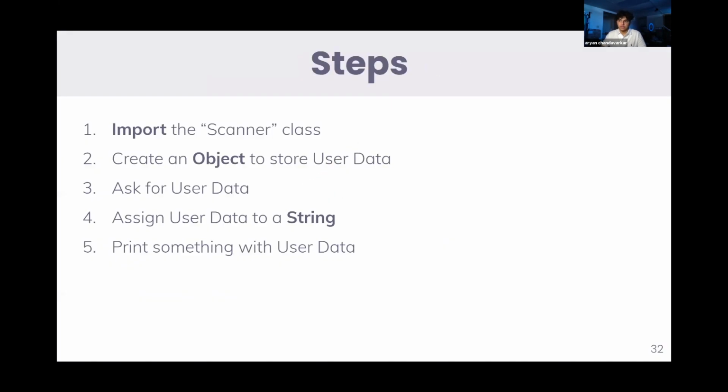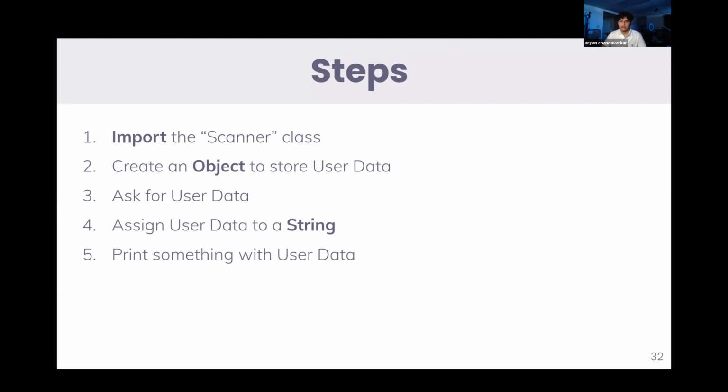So there are a few steps, and we're just going to run through each step. Basically, we're going to import the scanner class. We're going to create an object to store user data. We're going to ask for user data. We're going to assign data to a string, and then we're going to print something with user data.